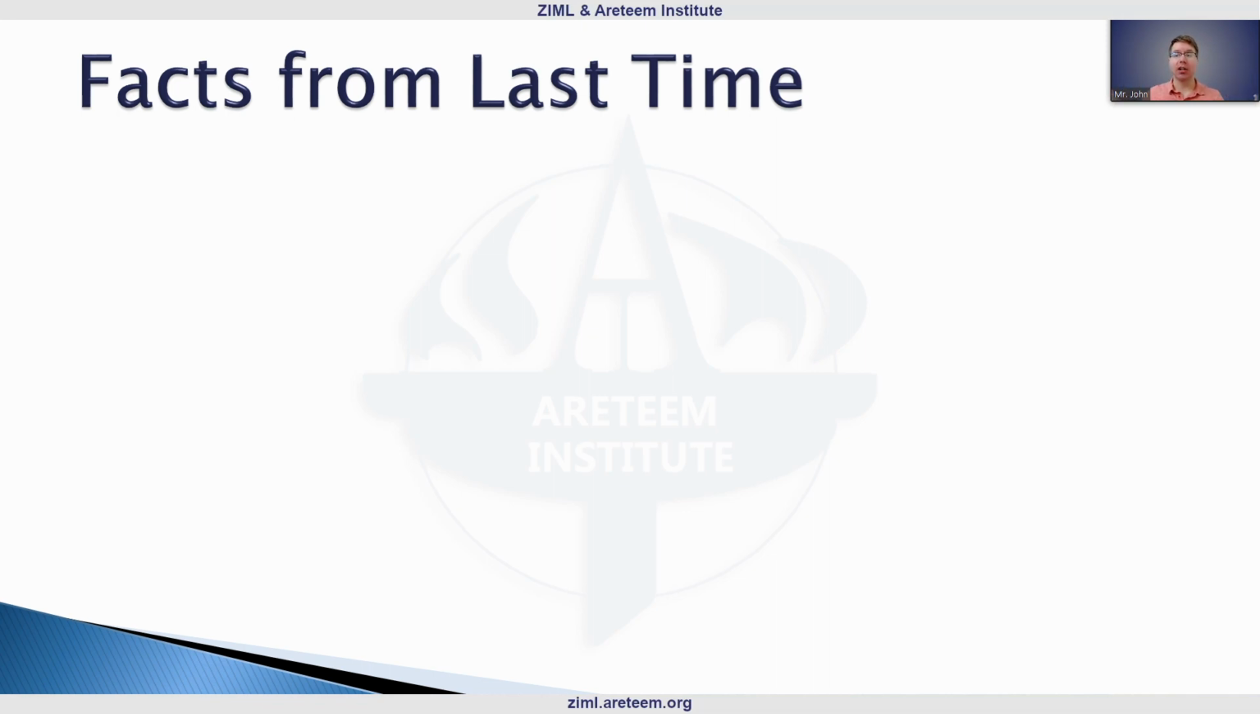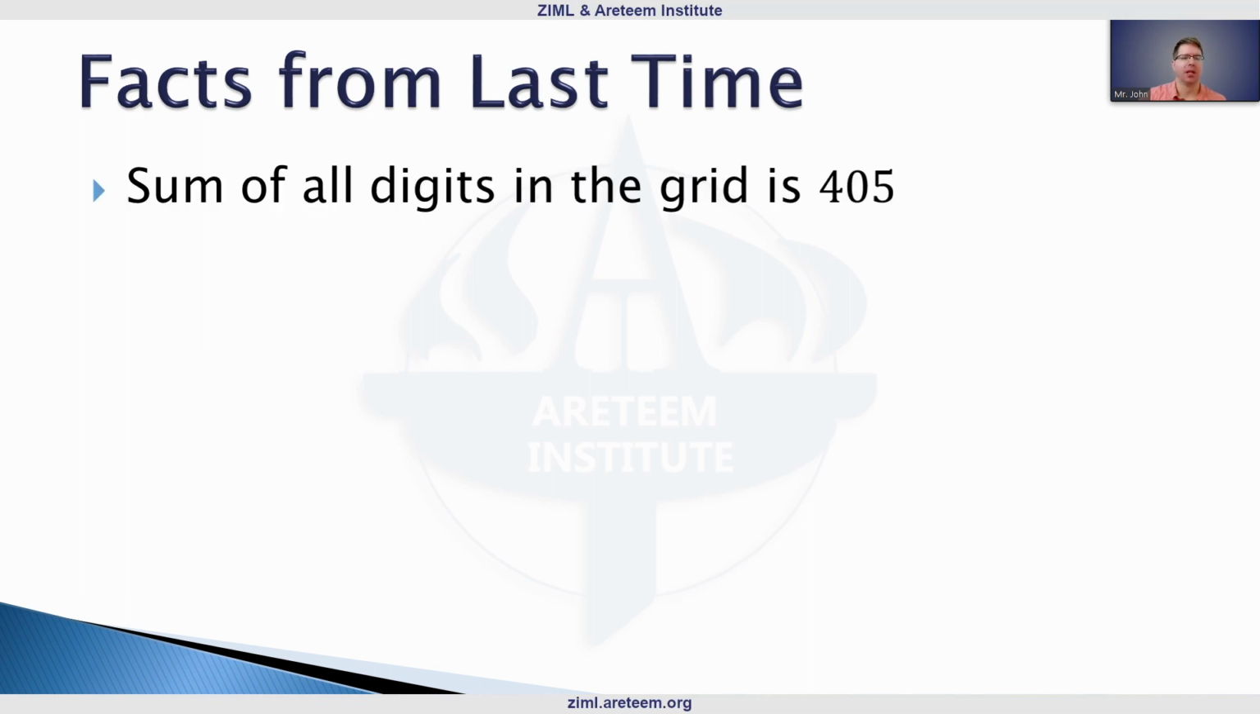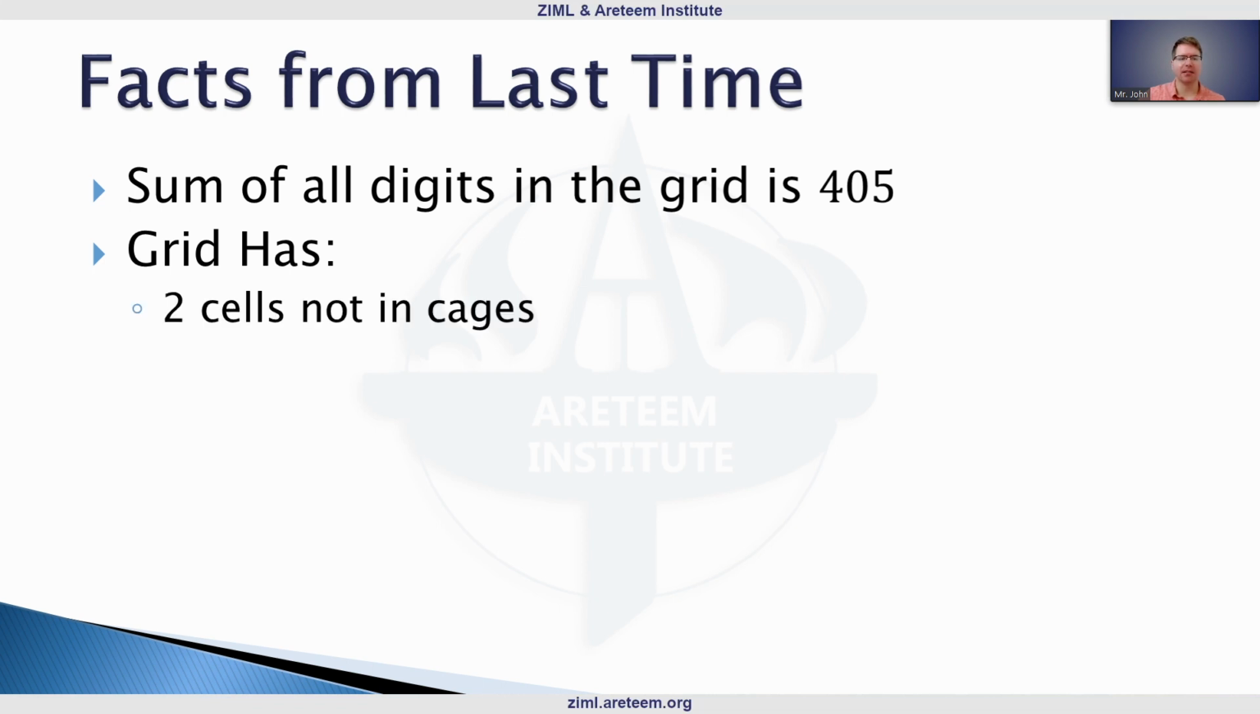Now, let's start by listing some facts from last time or facts you could determine from this. And this is a general strategy for solving difficult problems. Look at what you know. So our facts here are things we determined last time, but these are also basic facts you could come up with when solving this question. So, sum of all of the digits in the grid is 405. I already mentioned that. Now, what about basic facts about the grid, right? The grid has 2 cells that are not in cages. Those are the ones we want to figure out here.